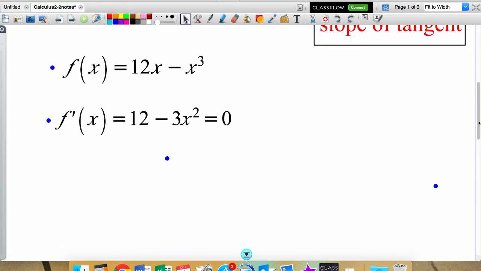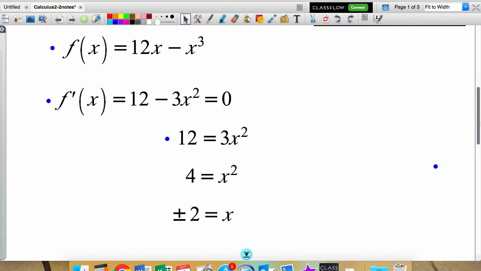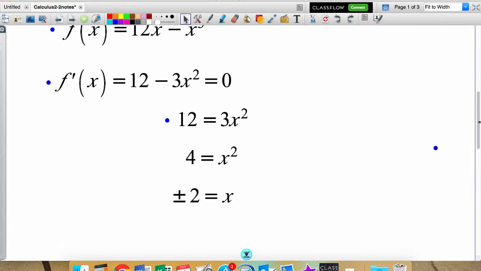Once we've set our derivative equal to 0, we go ahead and just solve algebraically. So I can add 3x squared to the other side, divide by 3, and then take the square root. Remember, when you take the square root of an equation, you have two solutions, both positive and negative. So our two solutions are plus or minus 2.